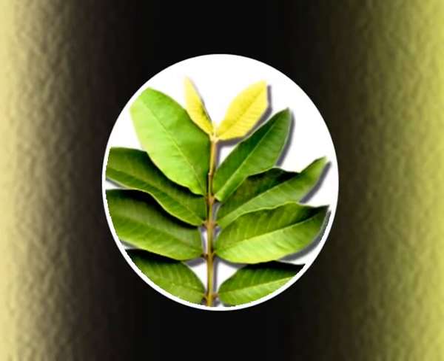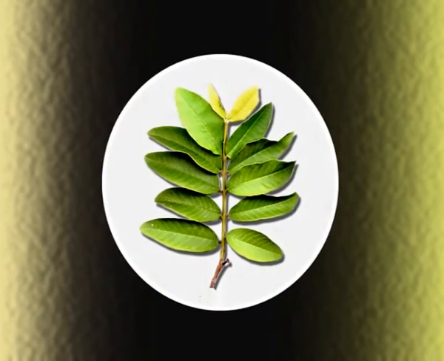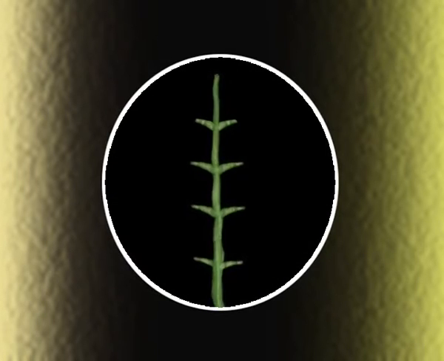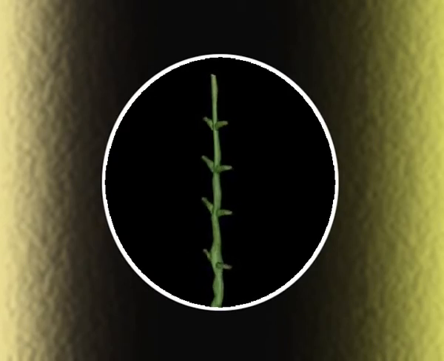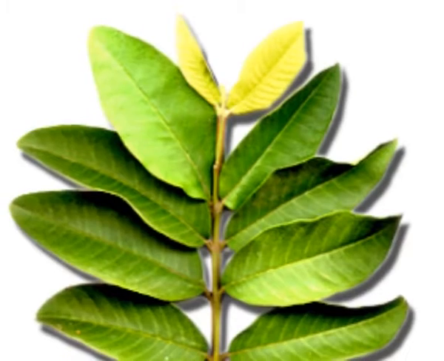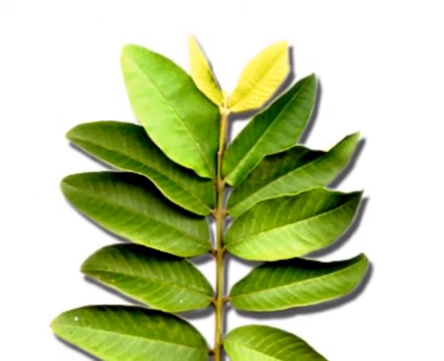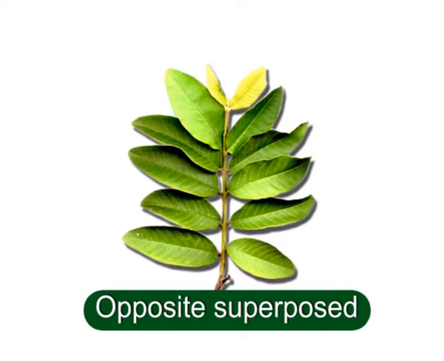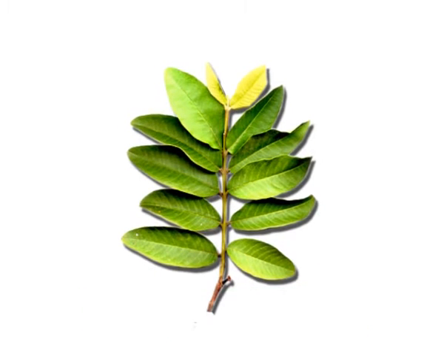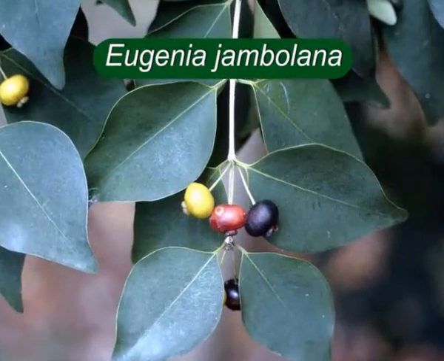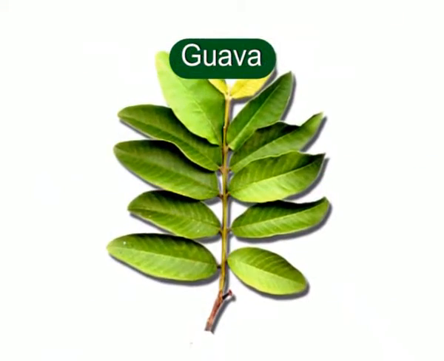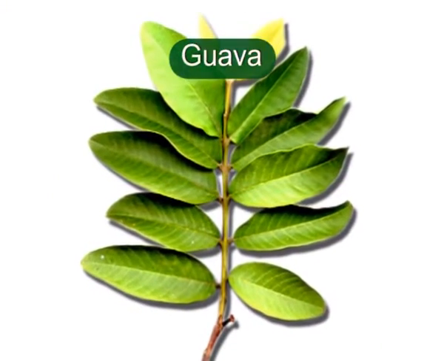When all the pairs of leaves on a branch arise in one plane and the leaves of a node lie exactly in line with the leaves of adjacent nodes, so that two vertical rows of leaves are formed, the arrangement is known as opposite superposed. It is common in plants like jamun, that is Eugenia jambolana, and amrud, that is guava.